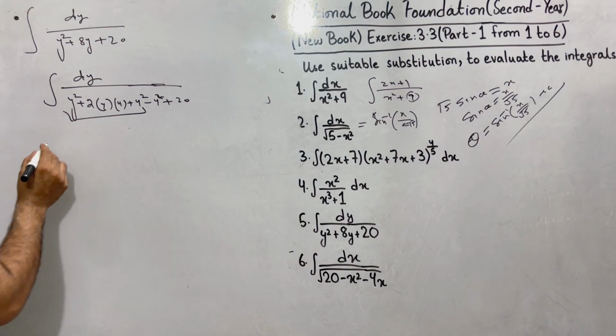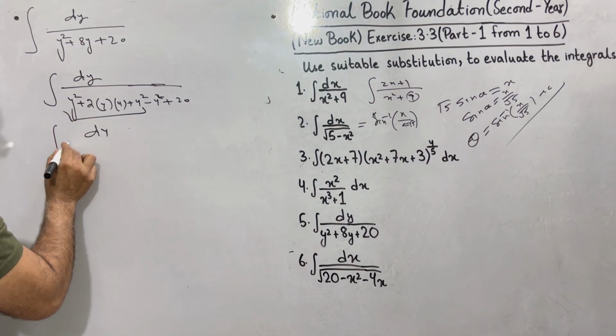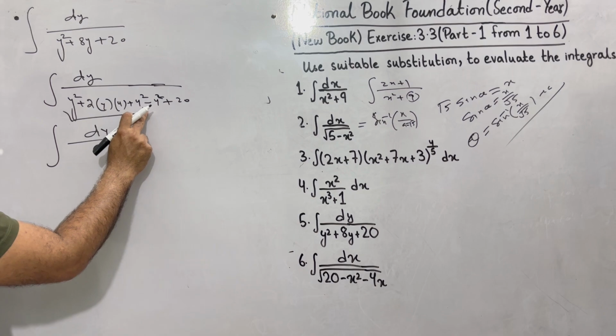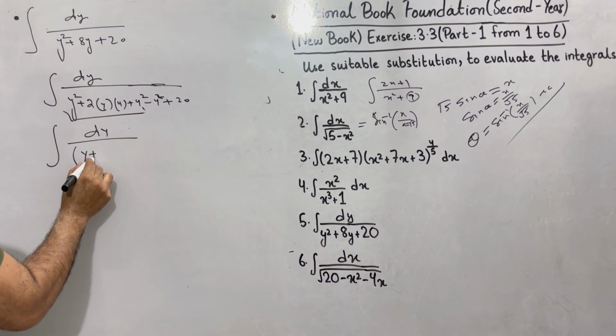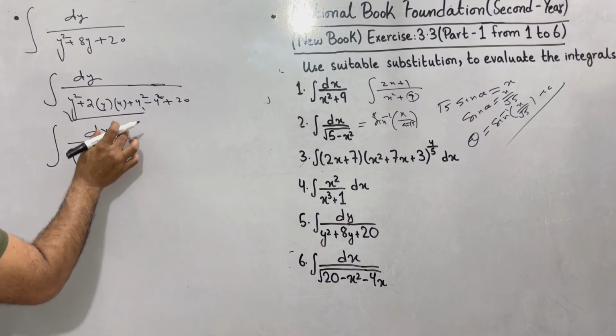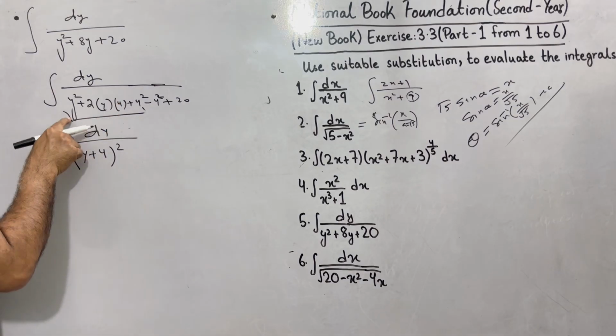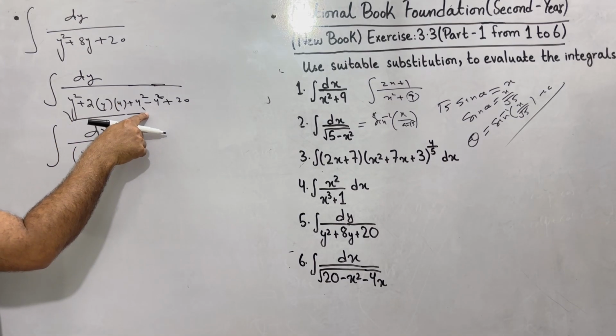It is (y plus 4) whole square. dy over, take the first one and the third one without square, taking the symbol of the middle one. It's (y plus 4) overall square. One can read this situation again.